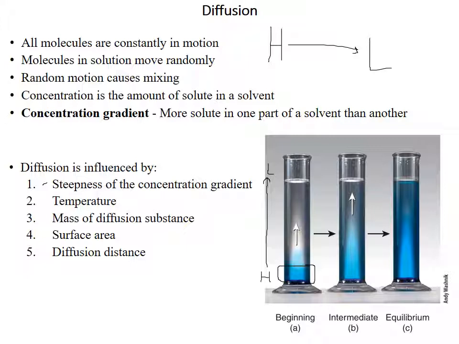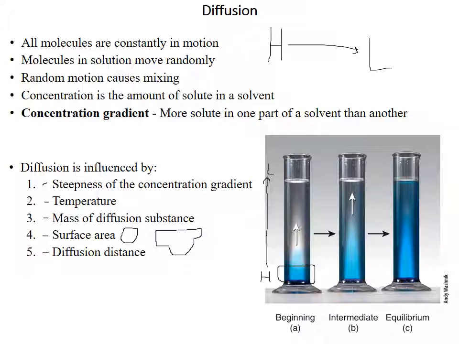The temperature will also influence how fast these molecules move. Molecules will always move faster in a warmer temperature. The mass of the diffusion substance: the smaller the molecule, the faster it's going to move because it's going to be less likely to interact with any other molecules. The surface area of the molecule: is it a nice, smooth, round molecule, or is it something that has some more structure to it, and is more likely to interact with other molecules and get spun off in another direction, those sorts of things.